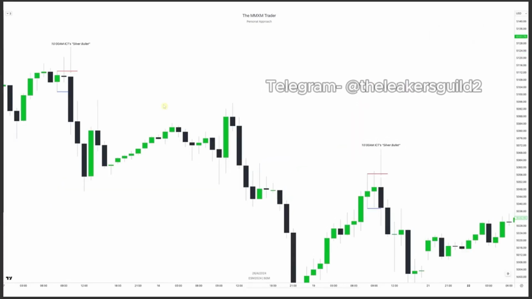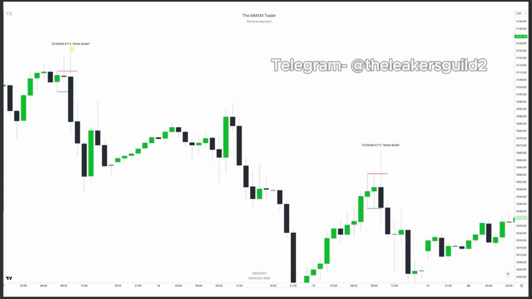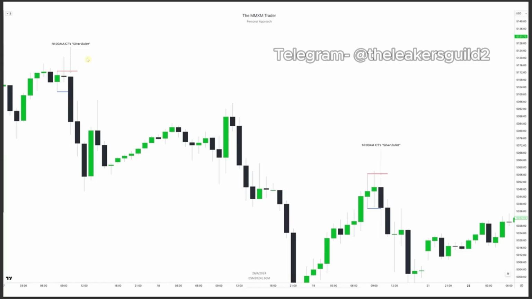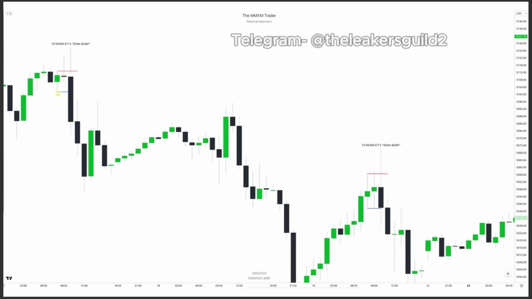Another example over here, we've got the ES chart. This is a 1-hour chart, and we can focus on that 10 a.m. candle, the ICT silver bullet time window. We've got candle number 1, the high gets raided. This is the 8 a.m. candle, raided by the 9 a.m. candle. Then price closes inside of this candle, so we now know we want to target this candle's range low, and this is the focus, this expansion down lower.